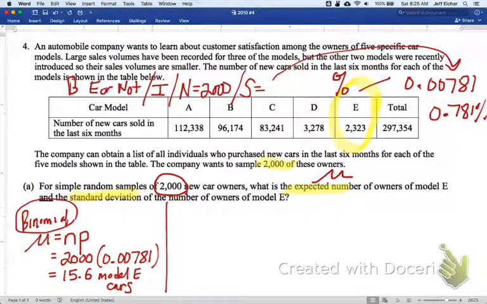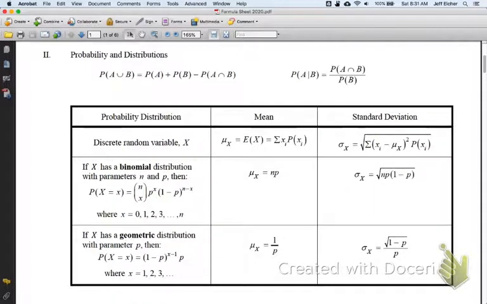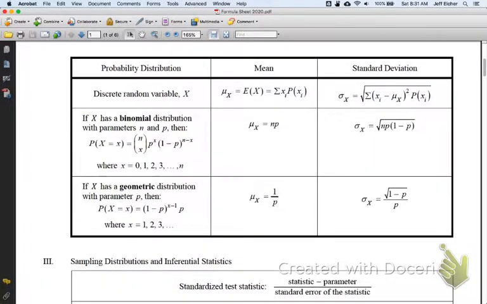And the standard deviation formula is provided on the formula sheet, so let me show you that. On the first page of the formula sheet, in this table, the second cell says binomial. And the second row has mu x equals np, and sigma x equals the square root of np times 1 minus p. Those are the two formulas for the mean and the standard deviation.